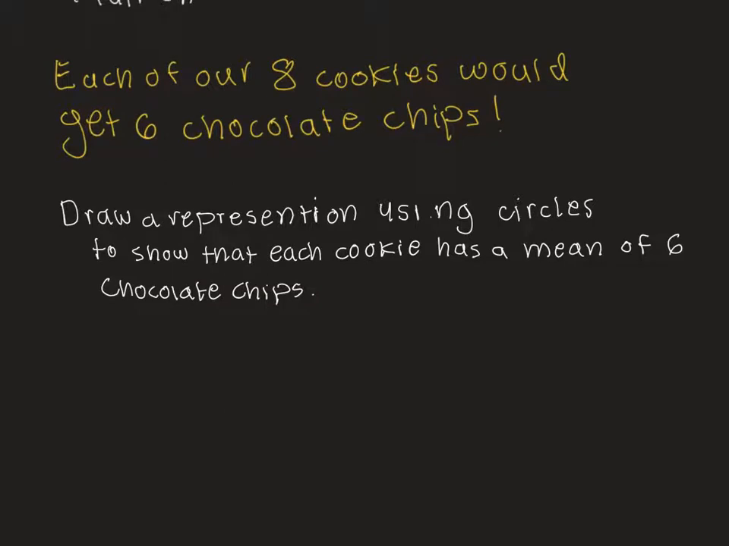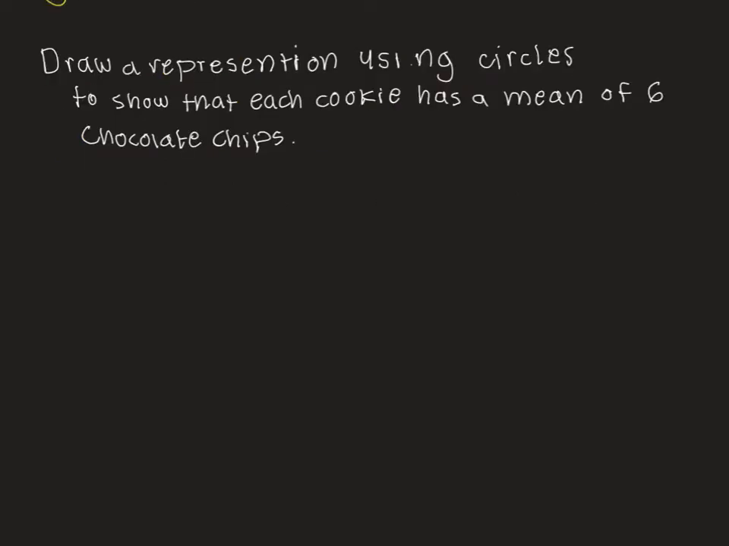Okay, now we have to draw a representation for this. No problem. Easy peasy. So I have to have circles for my representation. I have 8 cookies. 1, 2, 3, 4, 5, 6, 7, 8. And each one has 6 chocolate chips. So that first one can cut as 1, 2, 3, 4, 5, 6.